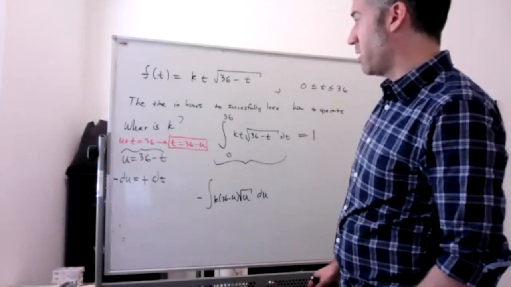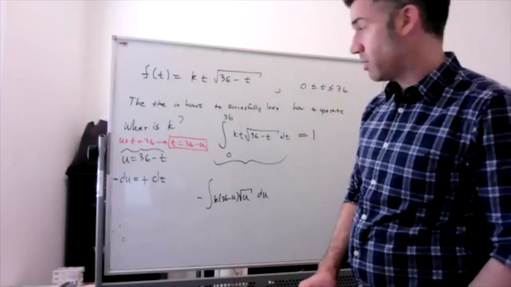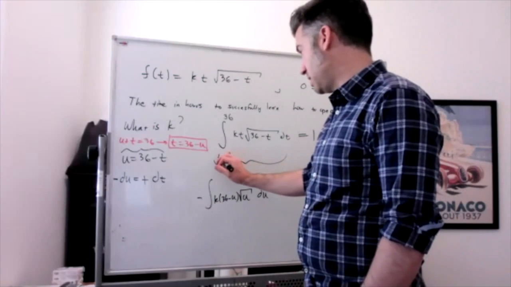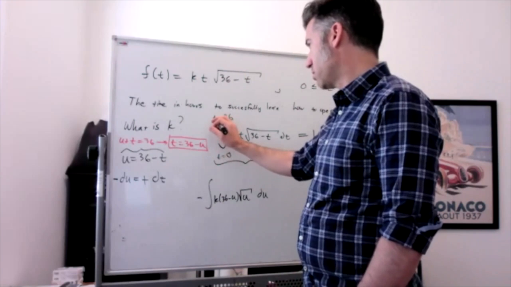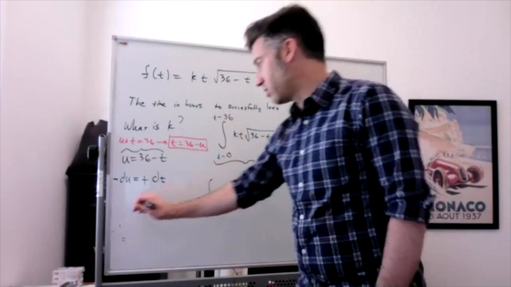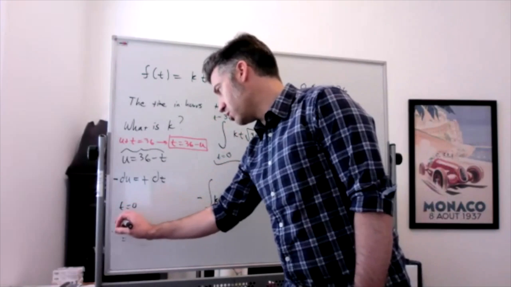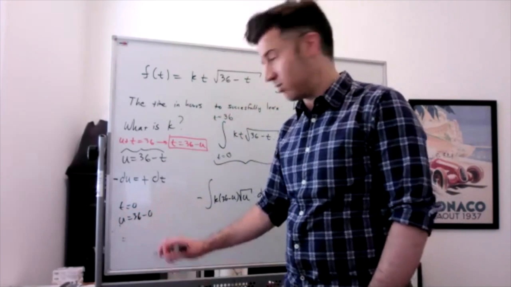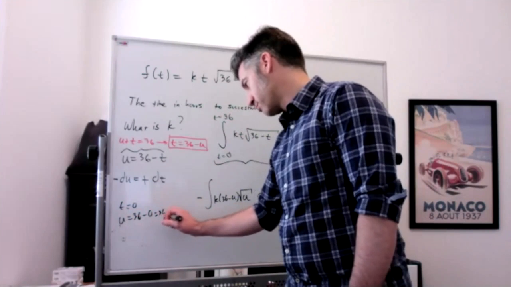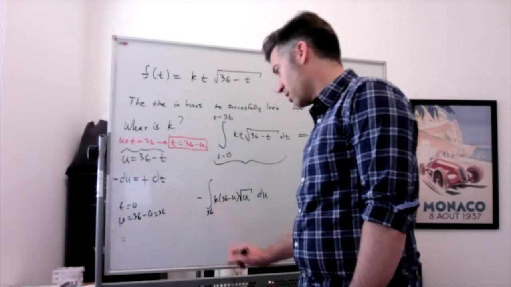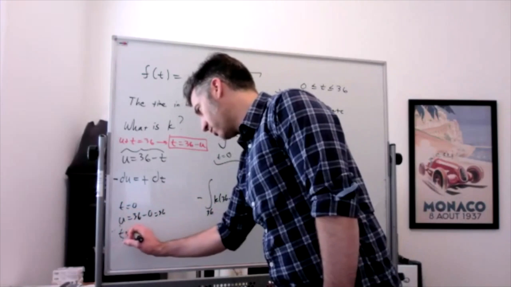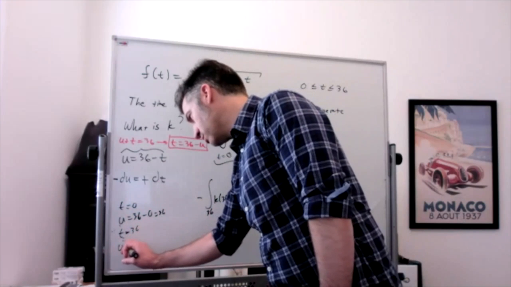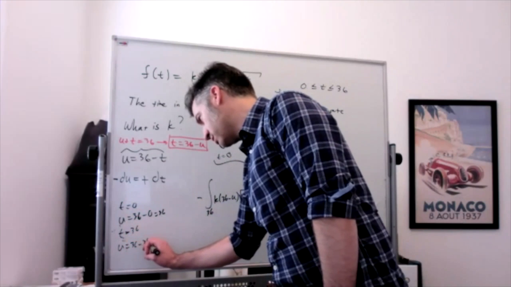And my limits of integration change. So if this is a t limit here, if t is equal to 0, u is going to be 36 minus t, which is 36 minus 0, which is 36. And if t is equal to 36, u is going to equal 36 minus 36, which is 0.